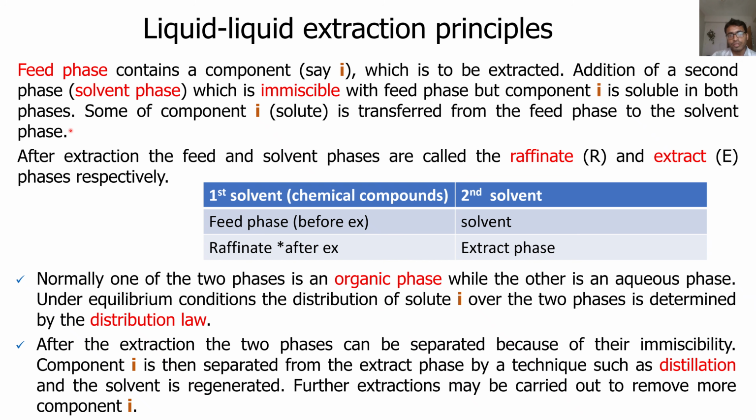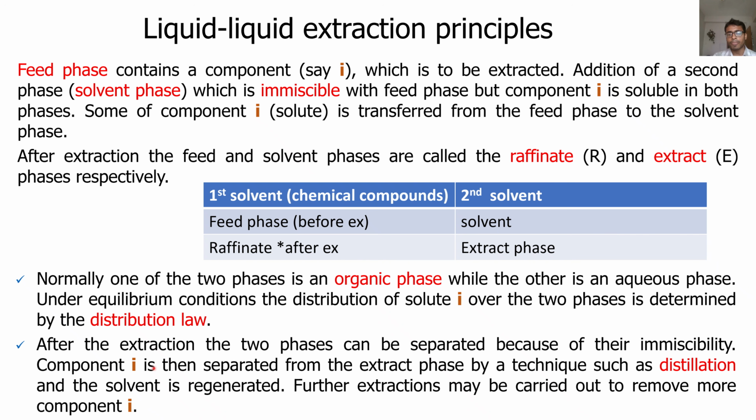So the feed phase contains a component, for example I, which is to be extracted. A second phase, the solvent phase, is added, which is immiscible with the feed phase, but component I is soluble in both phases. Some of the component is transferred from the feed phase to the solvent phase. After extraction, the feed and the solvent phase are called the raffinate and the extract phase respectively. Normally, one of the two phases is an organic phase while the other is an aqueous phase. Under equilibrium conditions, the distribution of solute I over the two phases is determined by the distribution law.